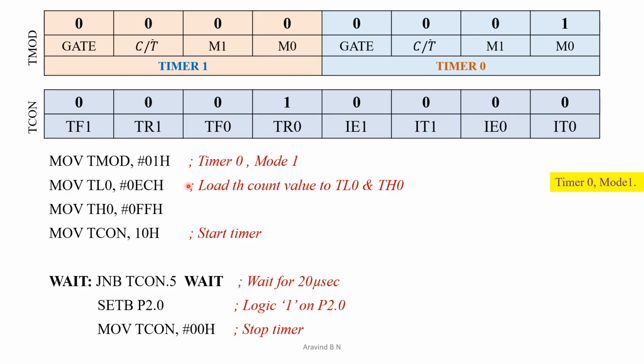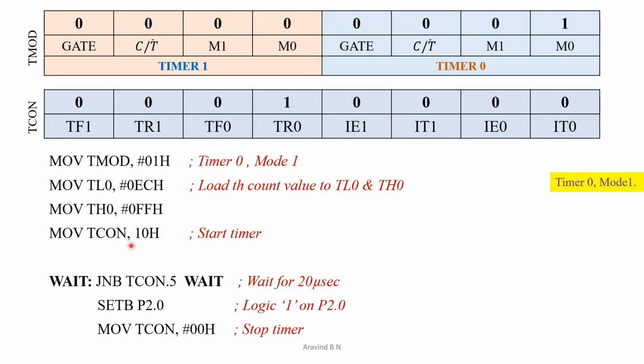Then we need to load TL and TH values with respect to timer 0. So move TL0 comma #0ECH and then move TH0 comma #0FFH. Then after we need to start the timer. Therefore we need to make this TR0 bit equal to 1. So this is for the configuration. Move TCON comma #10H. Try to remember.